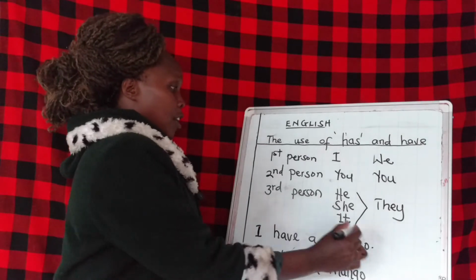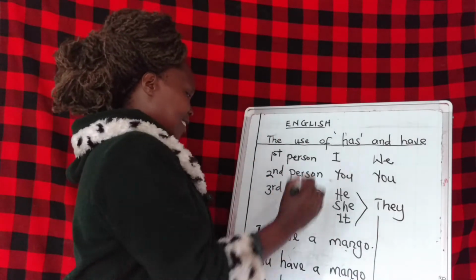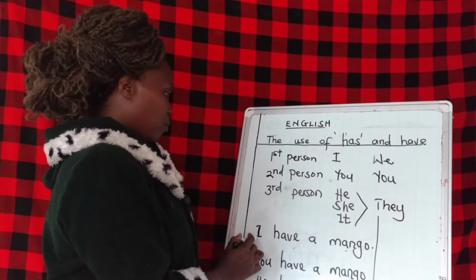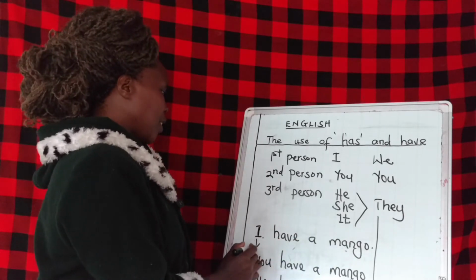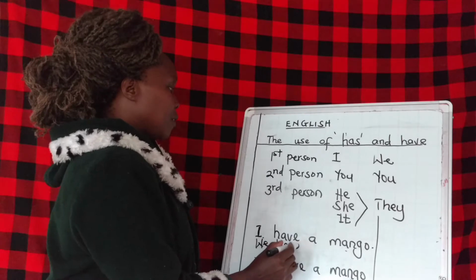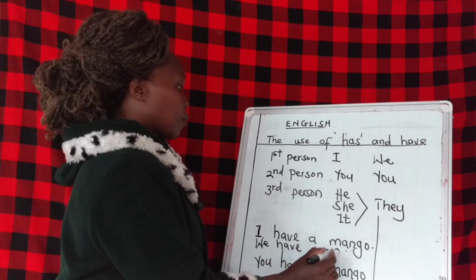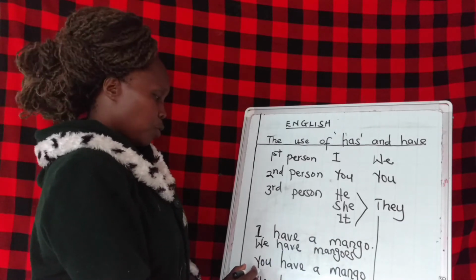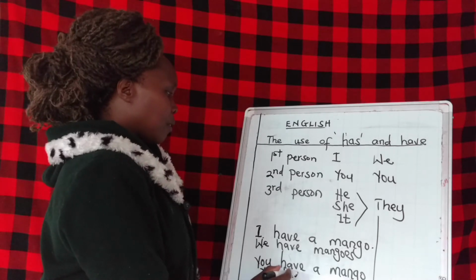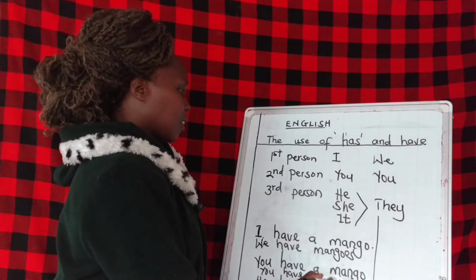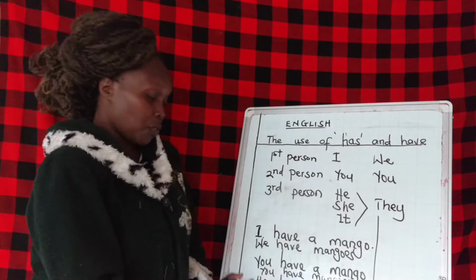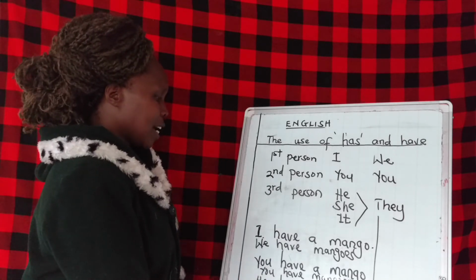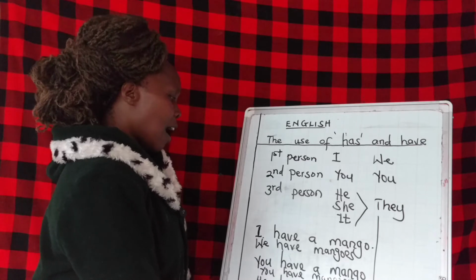So we look at the use of has. In the first person, we've seen that we use the word have in singular form. We say, I have a mango. What's the plural of I? It's we. So we'll say we have. You can say we have mangoes. What about the second person who takes the place of you? You say you have mangoes. What about the third person who takes the place of he, she, and it? We say they have. Now we can't say they has. We say they have mangoes.